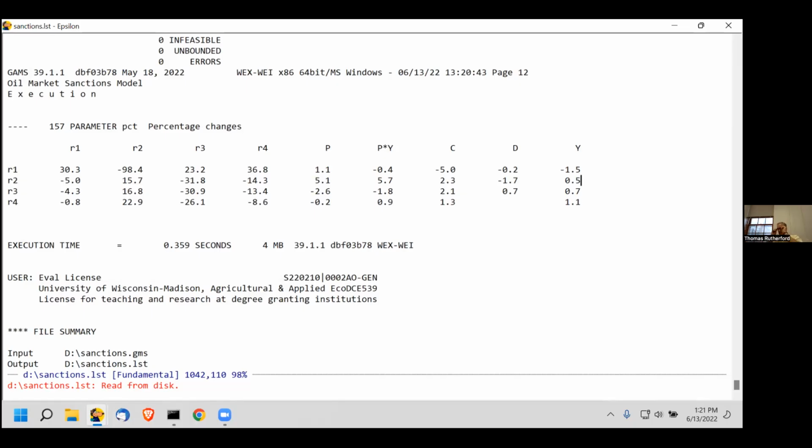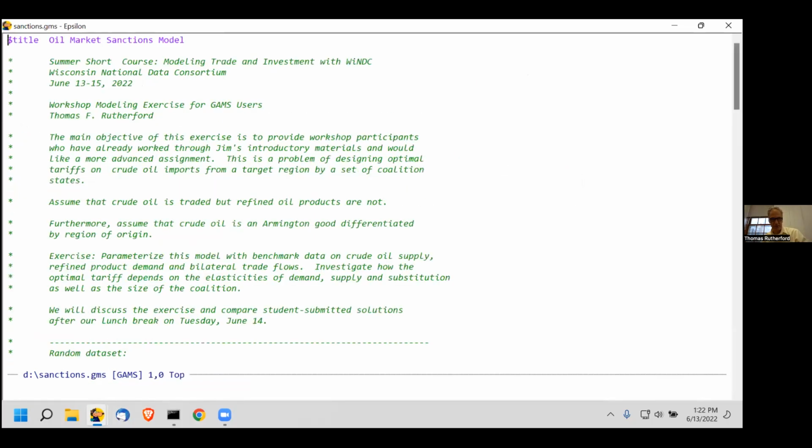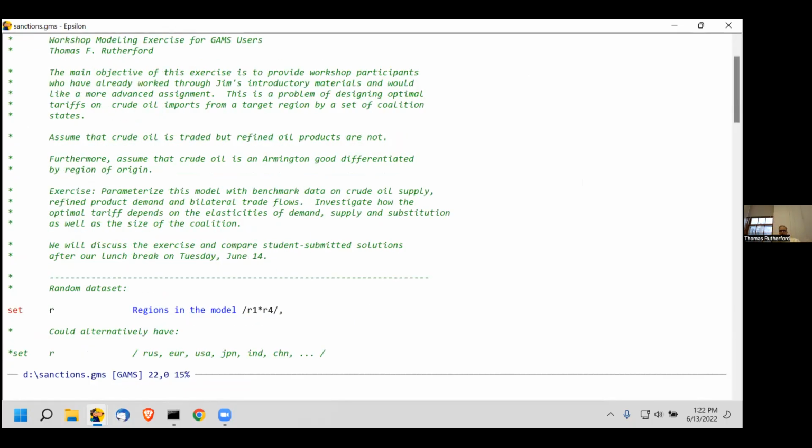When I try to develop a model, I first forget about the numbers, just get the logic down, and verify that we have a solid model that we can actually compute. And then we give the tire biters in the audience a chance to demonstrate their chops. So here, the assignment is to parameterize this model with benchmark data on crude oil supply, refined product demand, and bilateral trade flows. So go out and find some data.